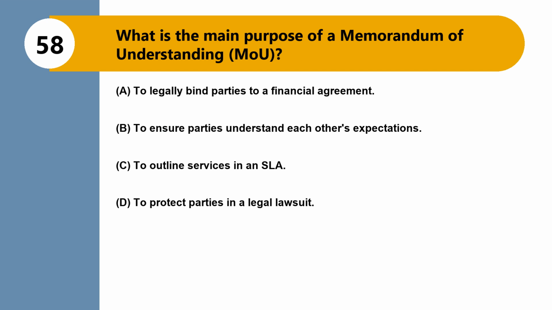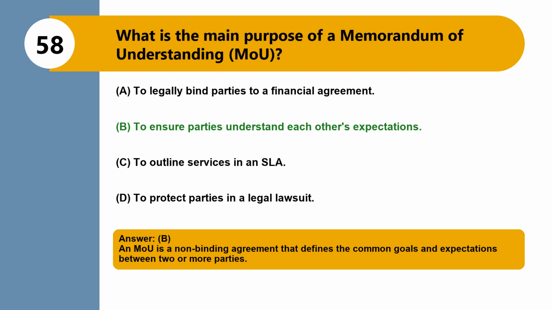Question 58. What is the main purpose of a Memorandum of Understanding, MOU? Option A, to legally bind parties to a financial agreement. Option B, to ensure parties understand each other's expectations. Option C, to outline services in law. Option D, to protect parties in a legal lawsuit. The correct answer is option B, to ensure parties understand each other's expectations. An MOU is a non-binding agreement that defines the common goals and expectations between two or more parties.